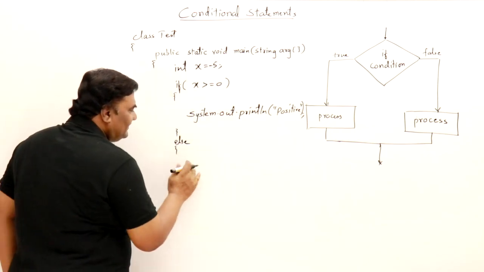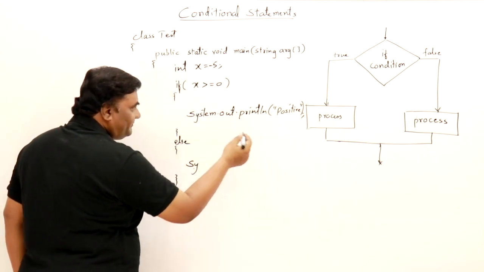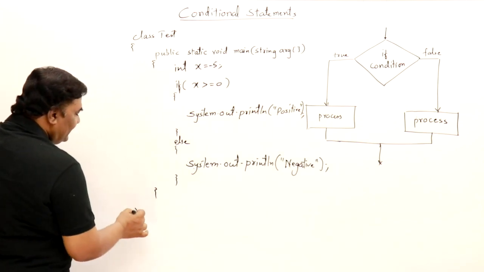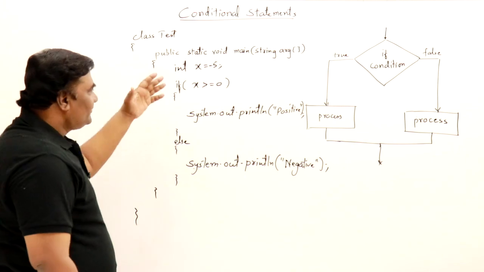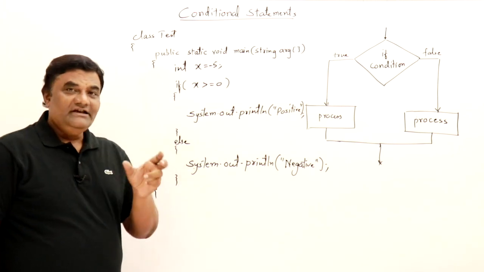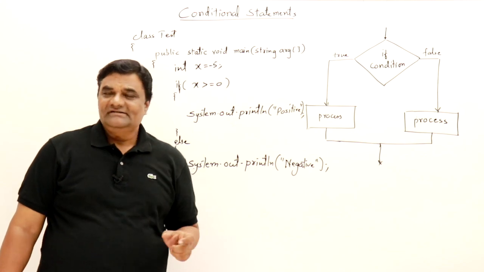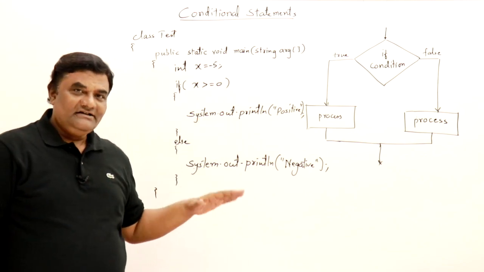So here I will give a message that System.out.println, it is negative. So that's it. This is how we can make use of conditional statement. So this is a simple example of using if and else, right? Anyway, in the next video, I will take various examples and show you the programs using conditional statements.